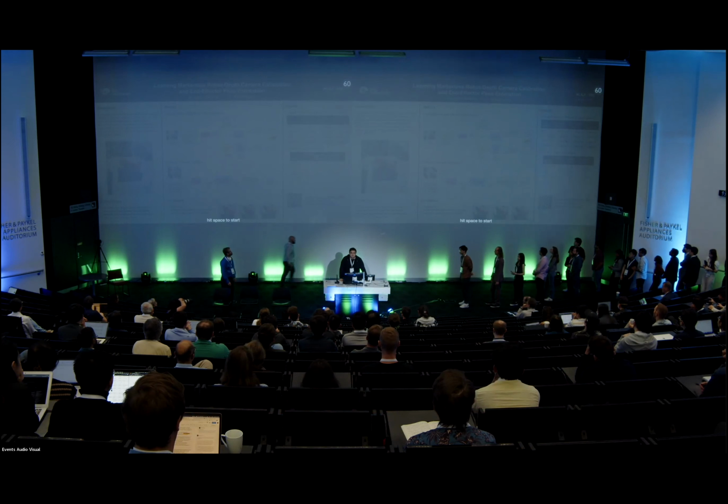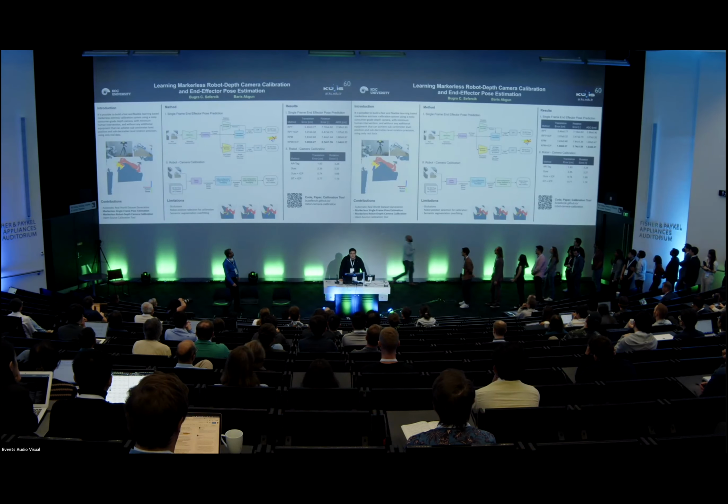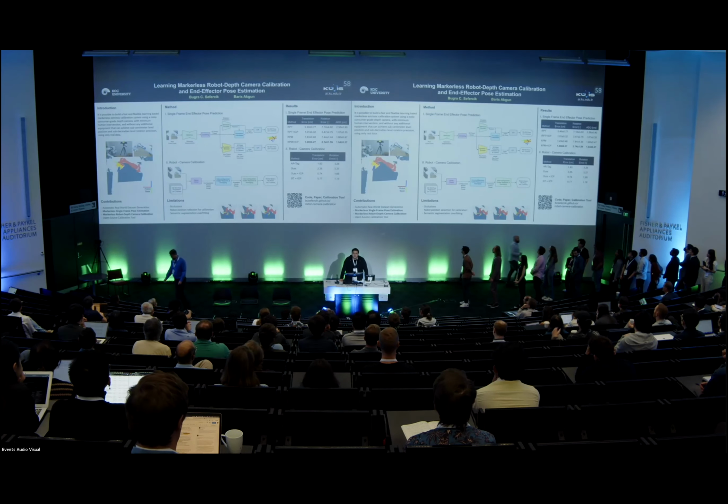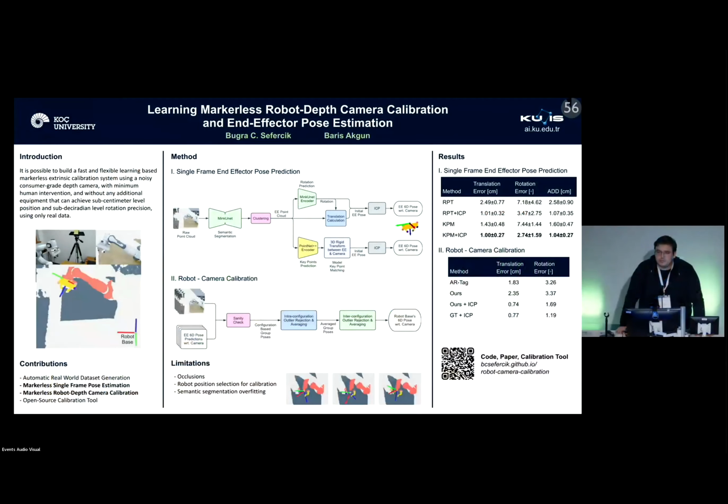Hello. As we all roboticists know, we know the pain of calibration. Especially in lab environments, the position of the robot and the camera changes a lot, and the calibration is done via markers mostly. In this work, to facilitate this process, we present a learning-based system that eliminates the markers entirely with sub-centimeter position accuracy and sub-decidegree rotation accuracy.